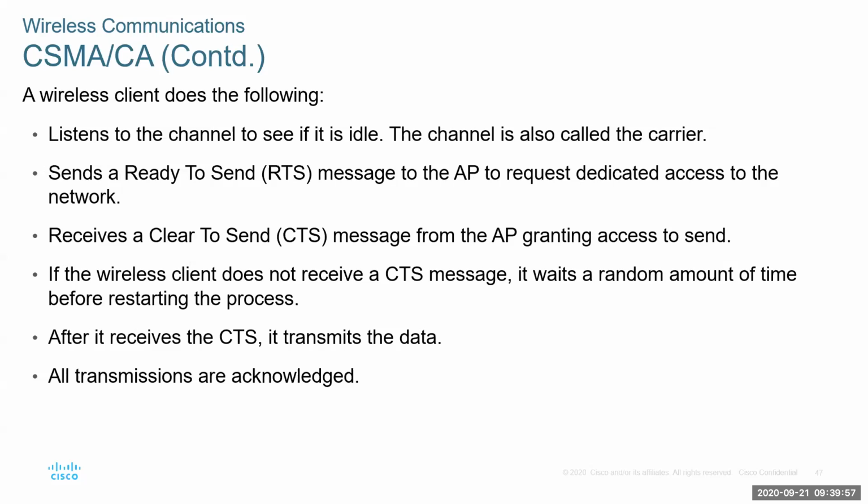So a wireless client does the following. It'll listen on the channel to see if it's idle. The channel is also called the carrier, so this is your carrier detection that it's talking about before. It's going to send a request to send, or RTS, message to the access point and request dedicated access to the network. It then waits for a clear to send message from the access point, granting access. If that wireless client doesn't ever receive a CTS, it waits a random amount of time before restarting the process. So it doesn't have a set fallback timer. It's just going to be a random amount of time to go check again.